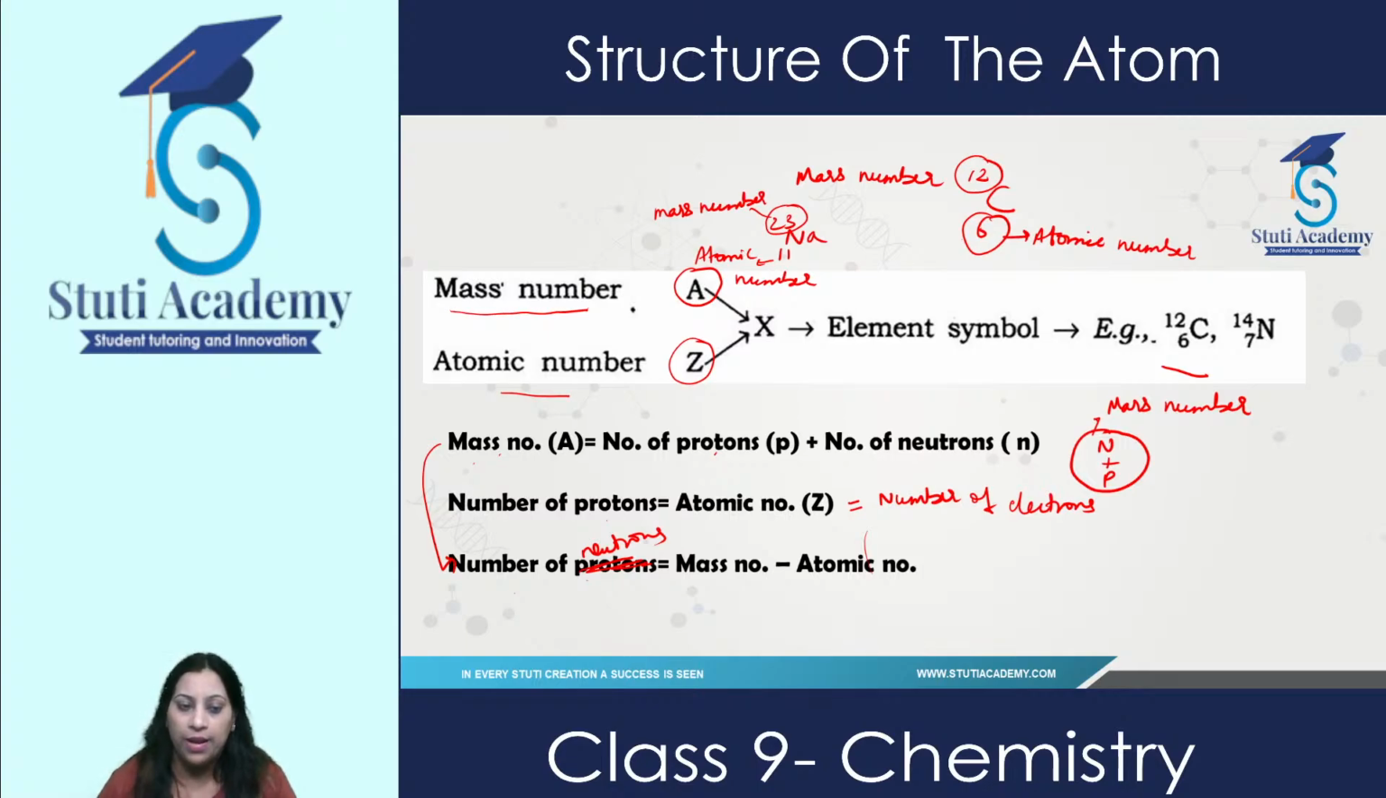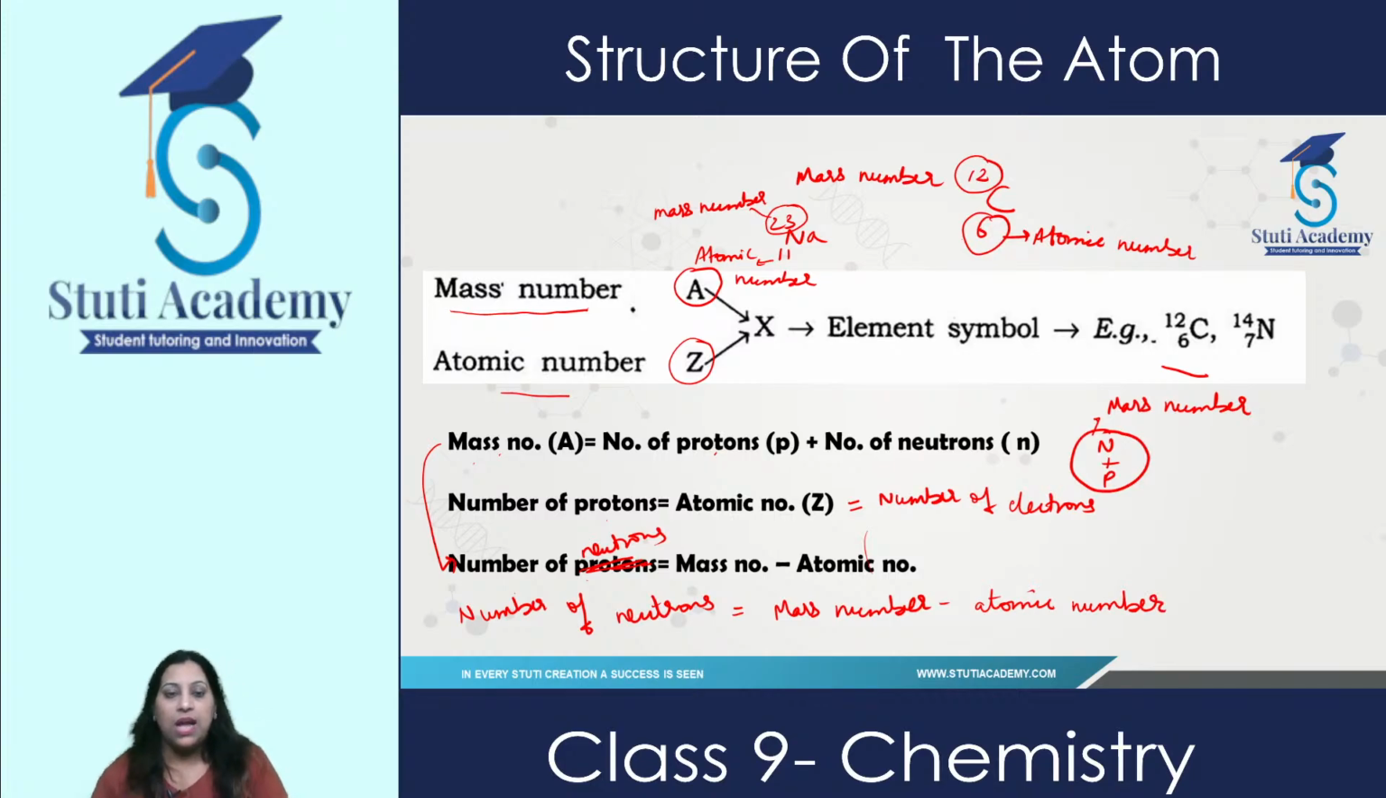If you need to find out, write again here, number of neutrons. So formula for this is mass number minus atomic number. So these are the certain formulas which you keep in mind when you are solving numerical problem.